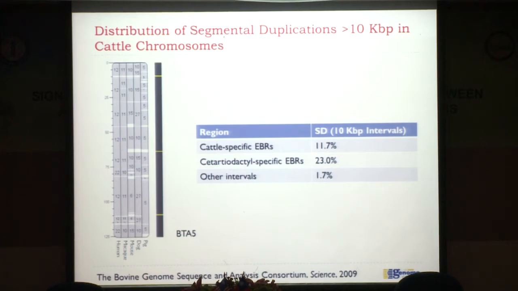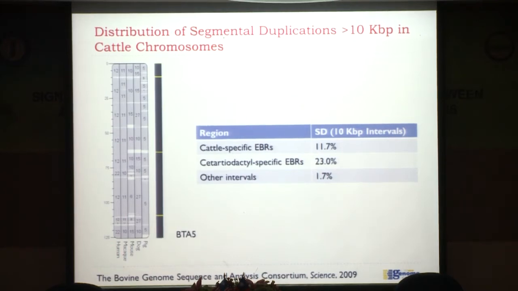In cattle, if you compare evolutionary breakpoint regions, the cattle-specific ones as well as the more ordinal-specific breakpoints, approximately 34% of them have very large segmental duplications, which can be visualized here in the same way that we visualize them when we use the human genome reference. This is using the cattle genome as a reference.